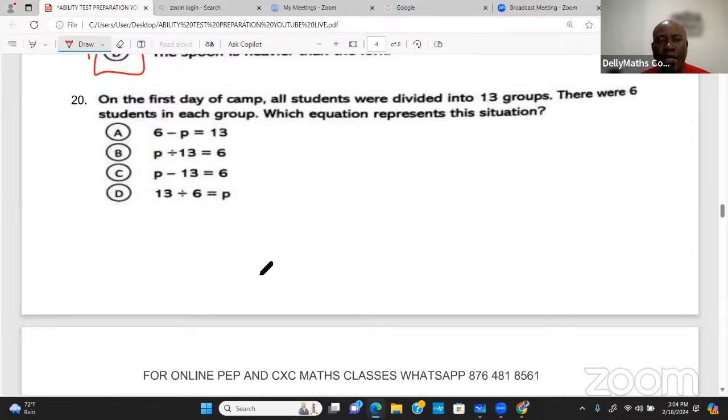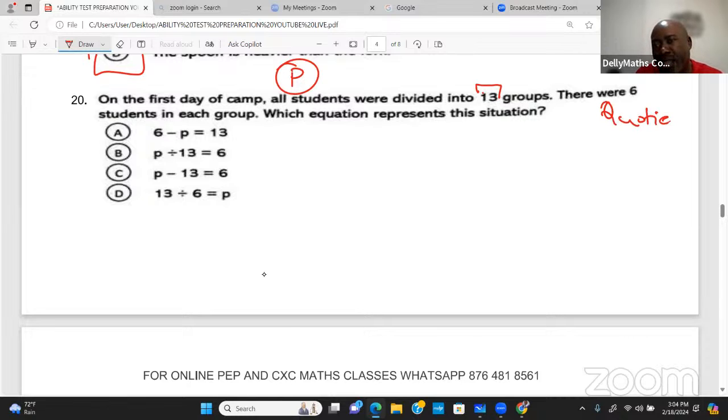So what you want to do is understand that we are looking at a dividend, a divisor, and a quotient, right? So we're talking about a division, a divisor, and a quotient. So let us see. We're divided into 13 groups, right? So we want to divide by 13. That's my divisor. So it's the same as if P is the number of persons, right? And there were 6 in each group. This is my quotient right here.